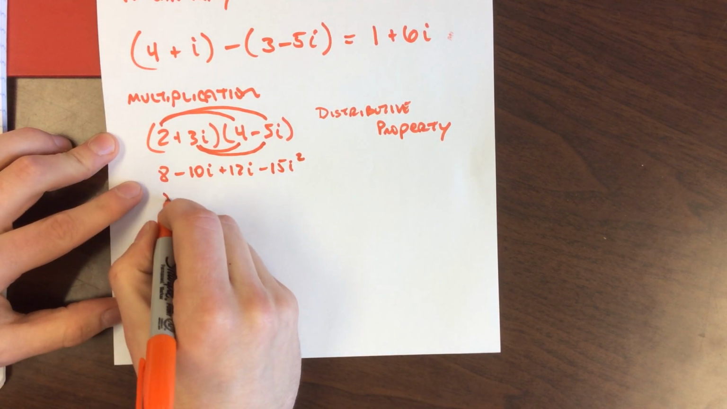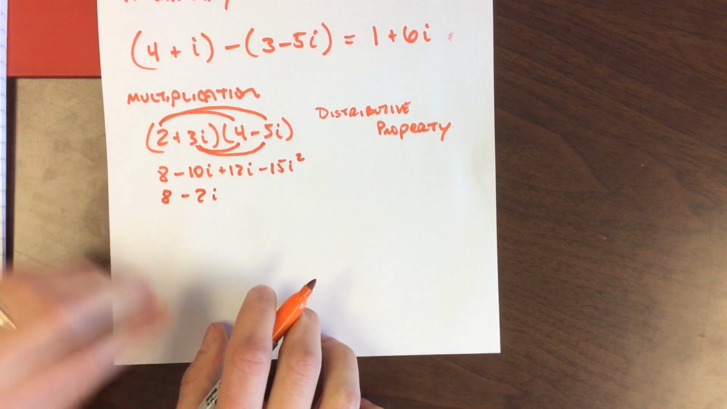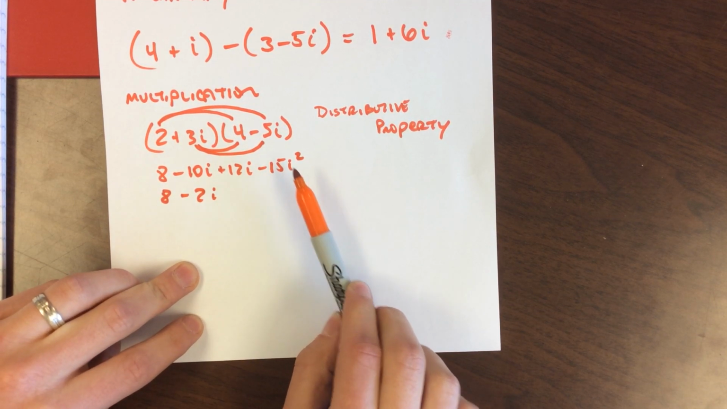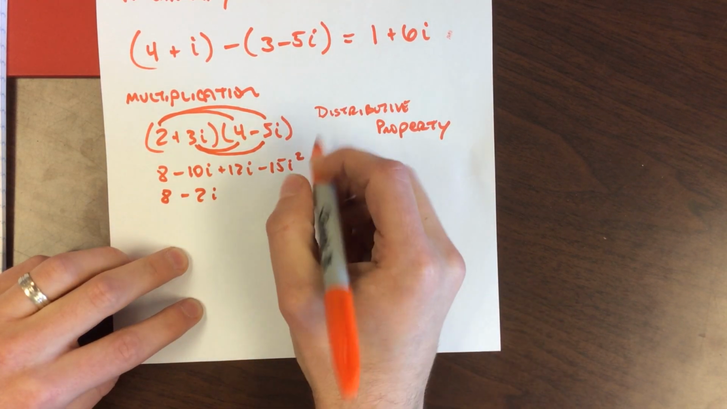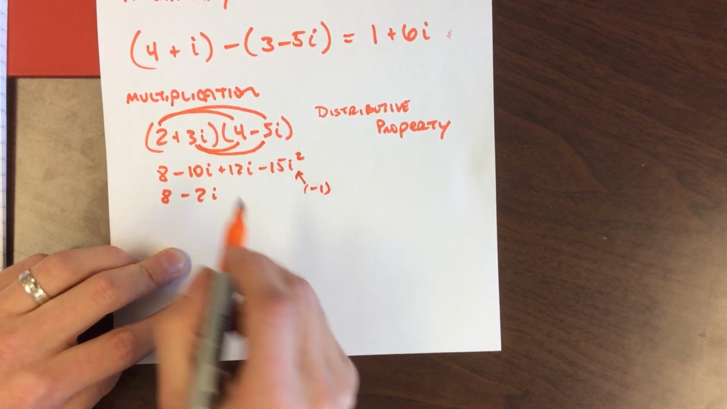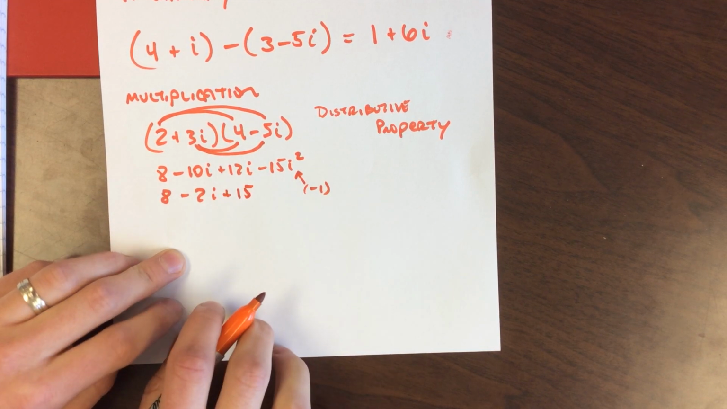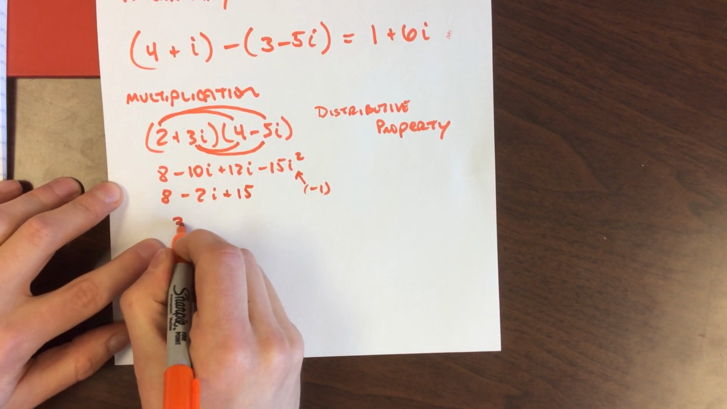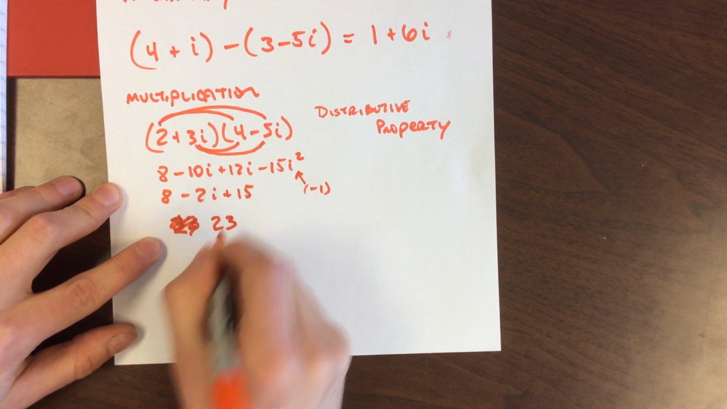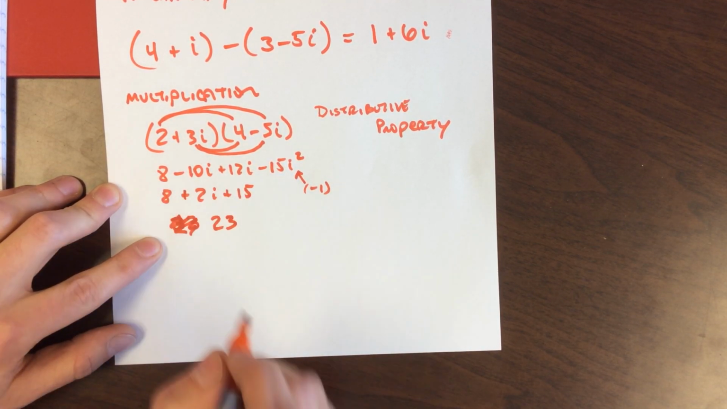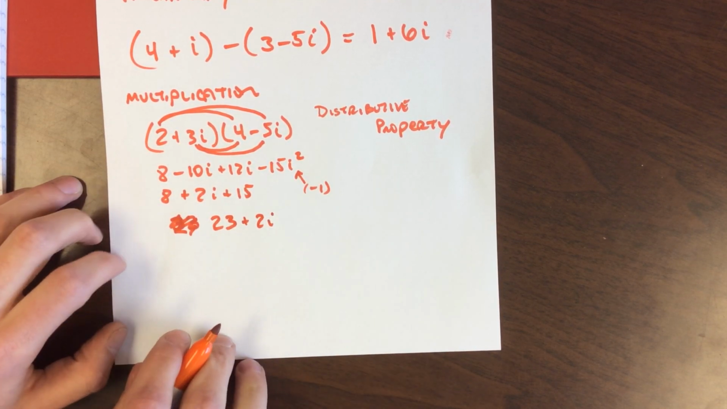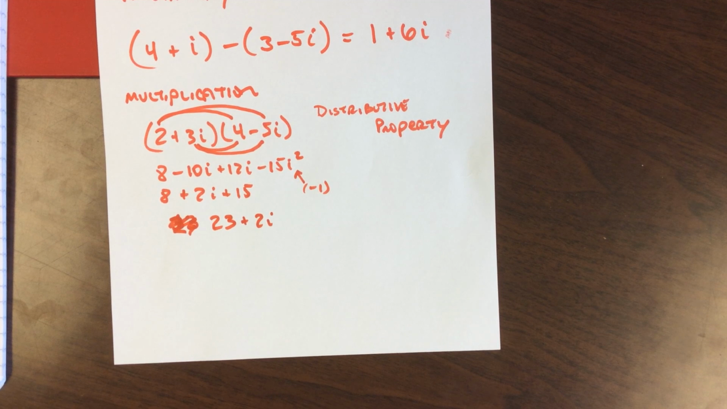So we've got 8 minus 10i plus 12i minus 15i squared. What is i squared? It's negative 1. So that turns this into plus 15. We've got a total of 23 plus 2i. So there's our final outcome.